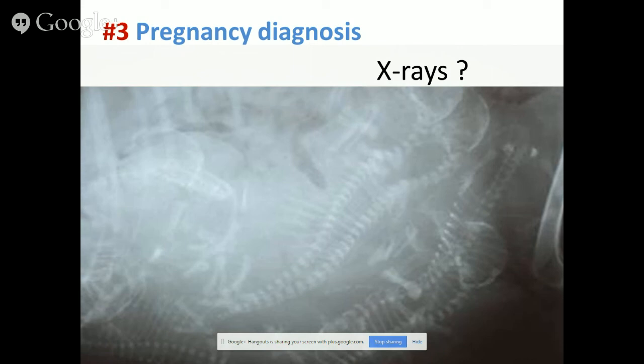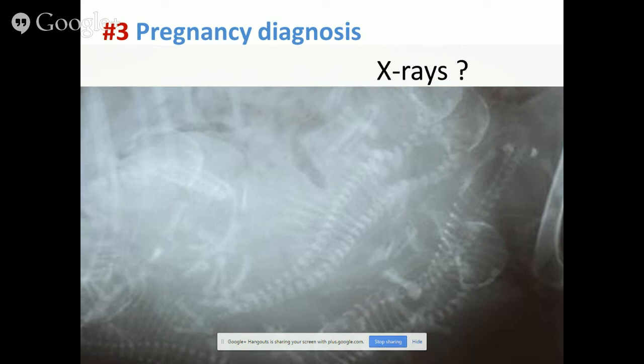After 45 days, if you do an X-ray, you will be able to determine the size of the litter, which is not something you can do so easily with ultrasound, because ultrasound just helps you visualize a portion of the abdomen, while X-rays will help you visualize all the abdomen.